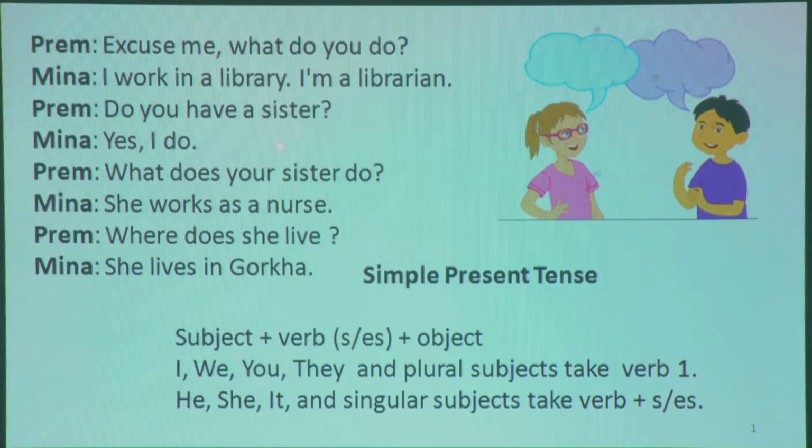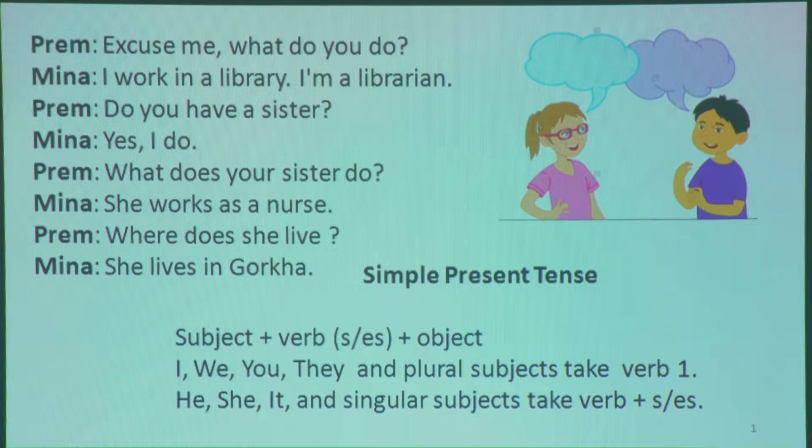Do you have a sister? The next sentence is also in present tense. Okay? Yes, I do. Okay? And what does your sister do? Again, you find the same tense. Okay? She works as a nurse.